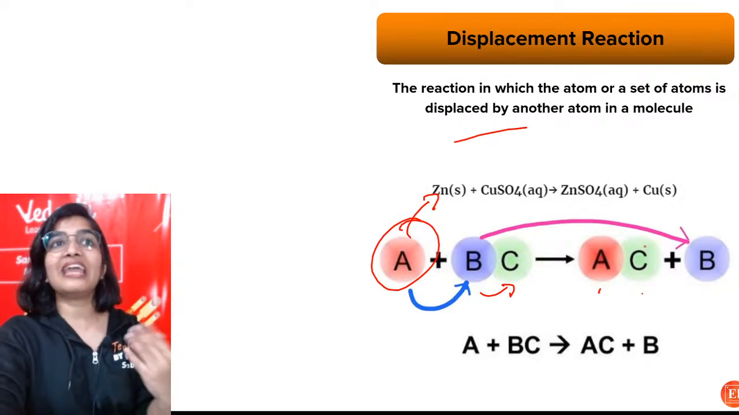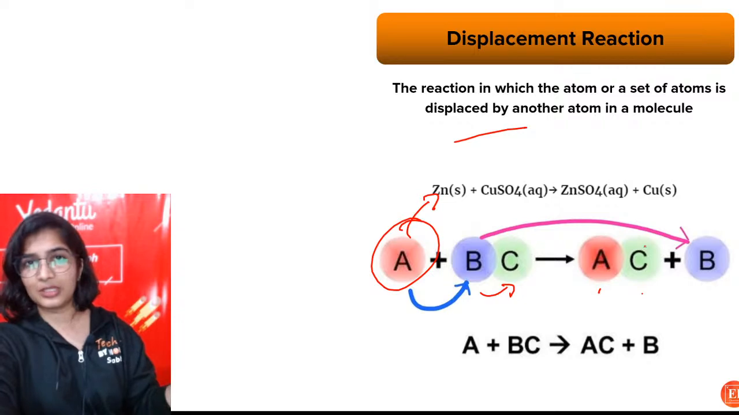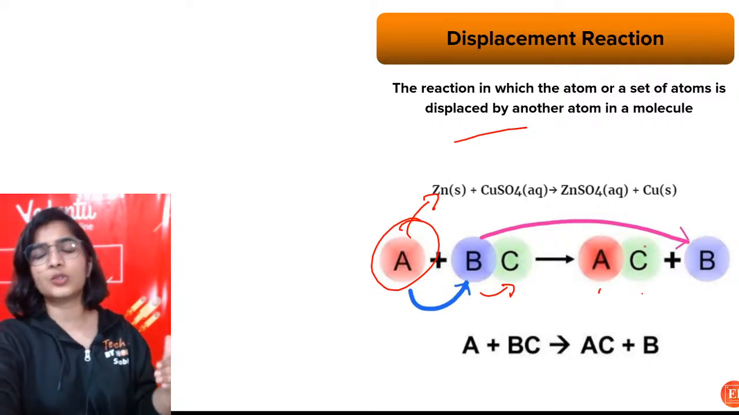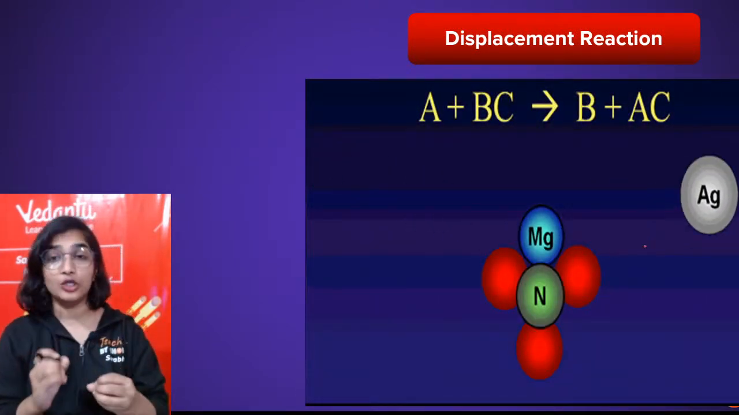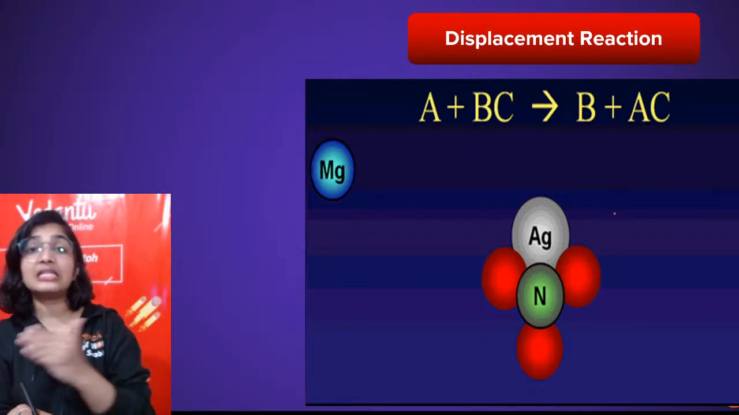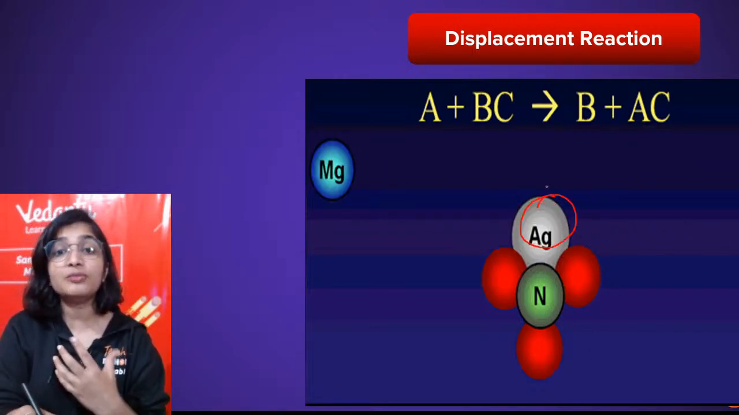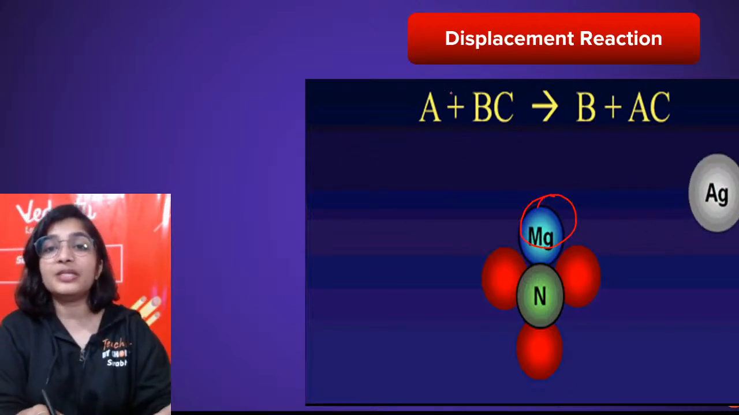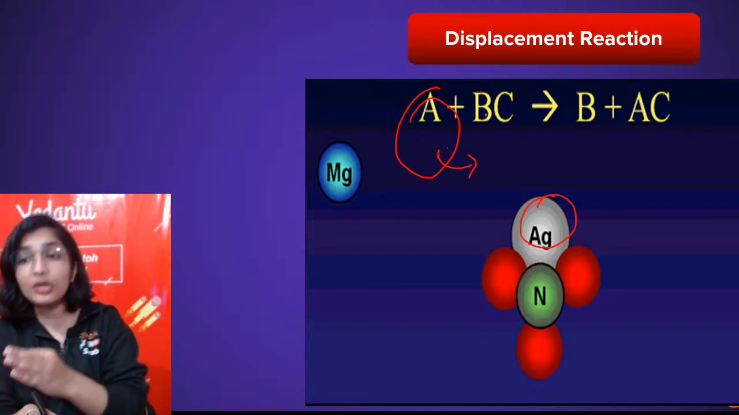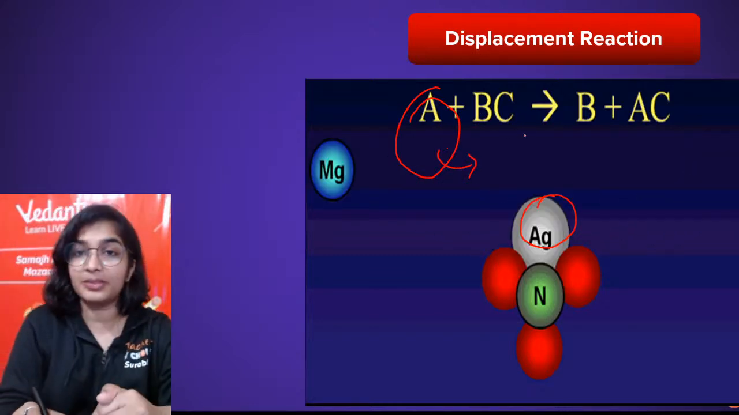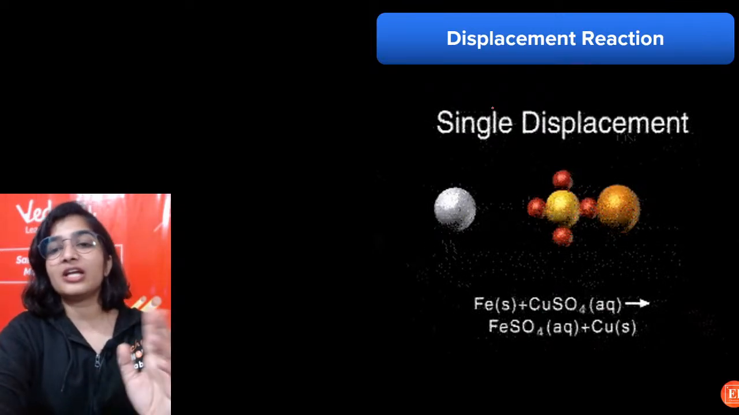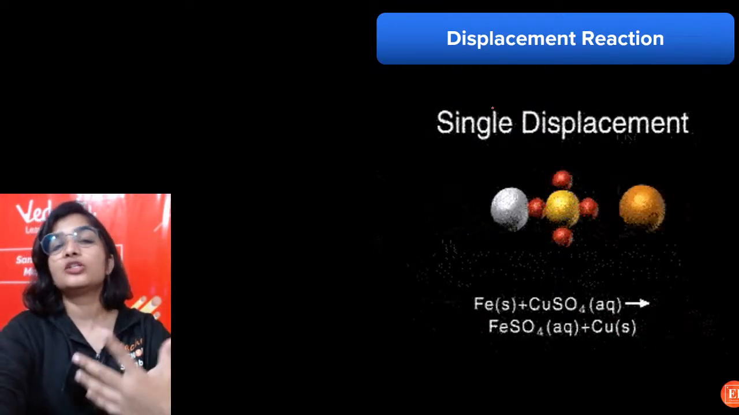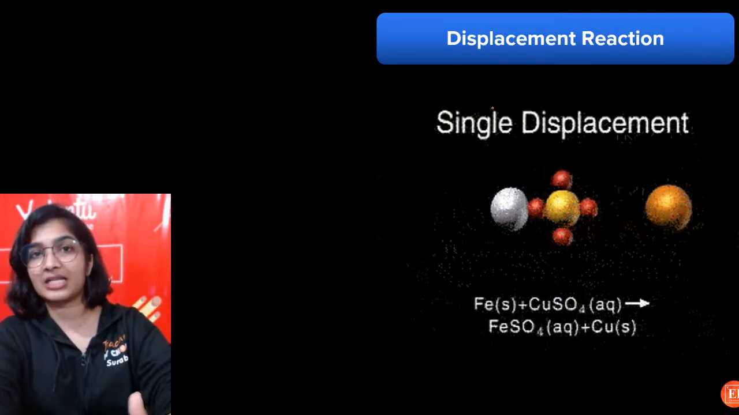Of course not every metal can displace another metal from its solution, or a non-metal any other non-metal from its solution. It depends on the reactivities of those metals or elements. So A plus BC, you will get B plus C. Magnesium can displace silver from its solution because magnesium is more reactive than silver. So only when A is more reactive than B can it displace B from its solution. So this is the definition of single displacement: a more reactive element displaces the less reactive element from its solution.